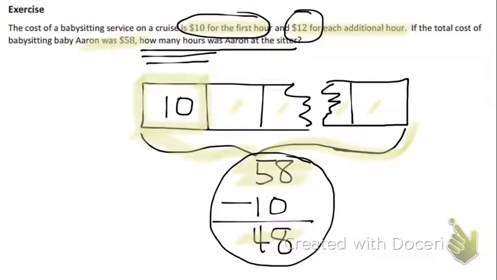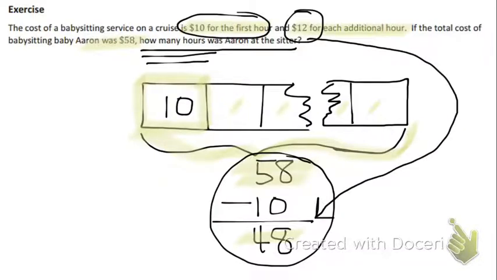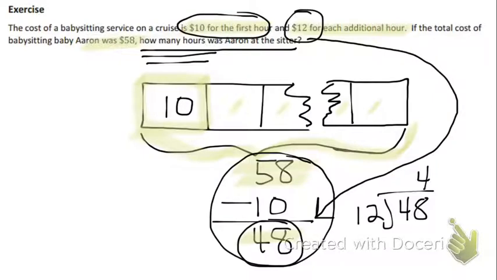Now, what we can do therefore with that 48 is we can indeed divide, because we know each hour is $12. So if we took that total and divided it by what each hour costs, we would divide it this way, and 48 divided by 12 is 4. Okay, so we would have 4 more hours at $12, so we could actually complete this tape diagram now.